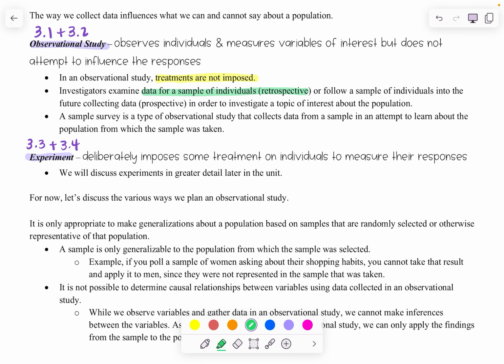Also, you have your prospective, which basically means you're going to follow your sample into the future collecting data. And that may be something where you have certain checkpoints where you're looking at growth. A lot of the time with babies, they have prospective studies where they try to see all of these different things that happen to babies as they are developing. Does it affect them later in life?